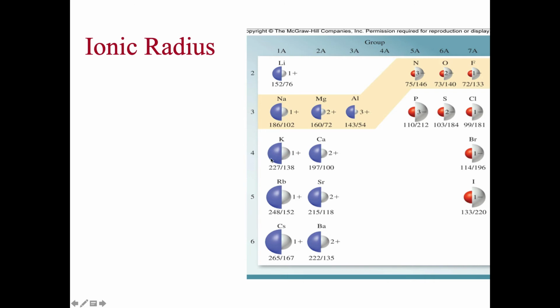So, for example, here's potassium. The size of a potassium atom is this blue, but the size of the potassium atom after it's lost an electron is much smaller. That's the idea of ionic radius. When you lose an electron, like group 1, 2, and 3 metals do, the atom is going to become smaller because you're losing something. Now, take a look at group 5, 6, and 7.